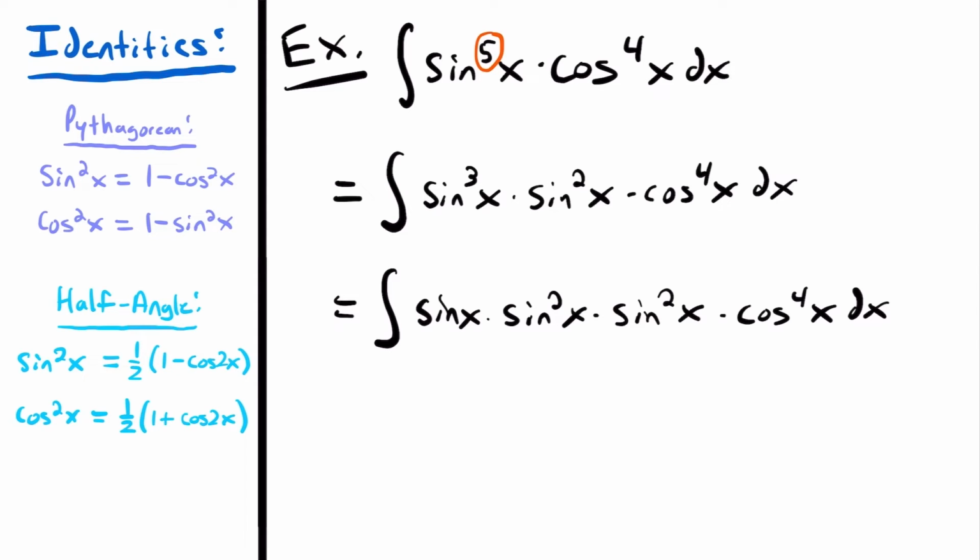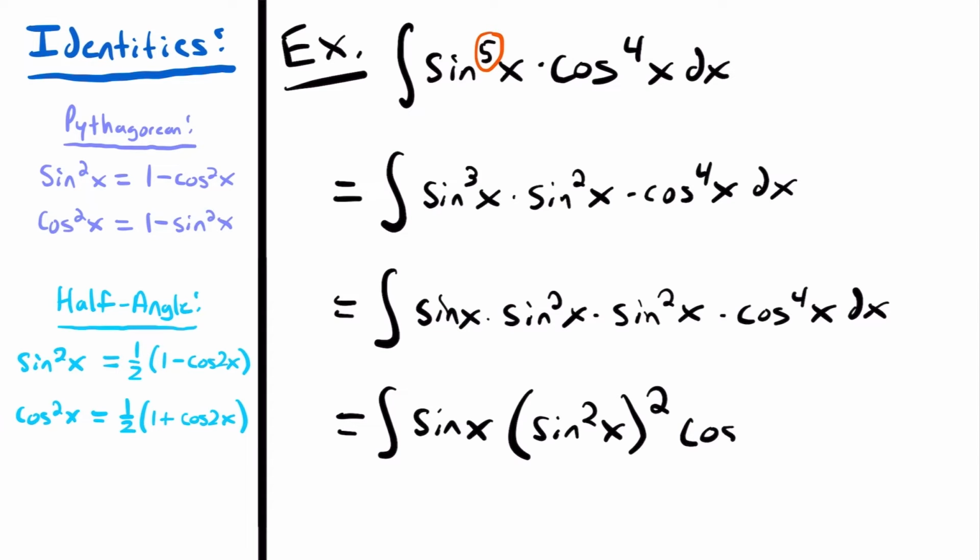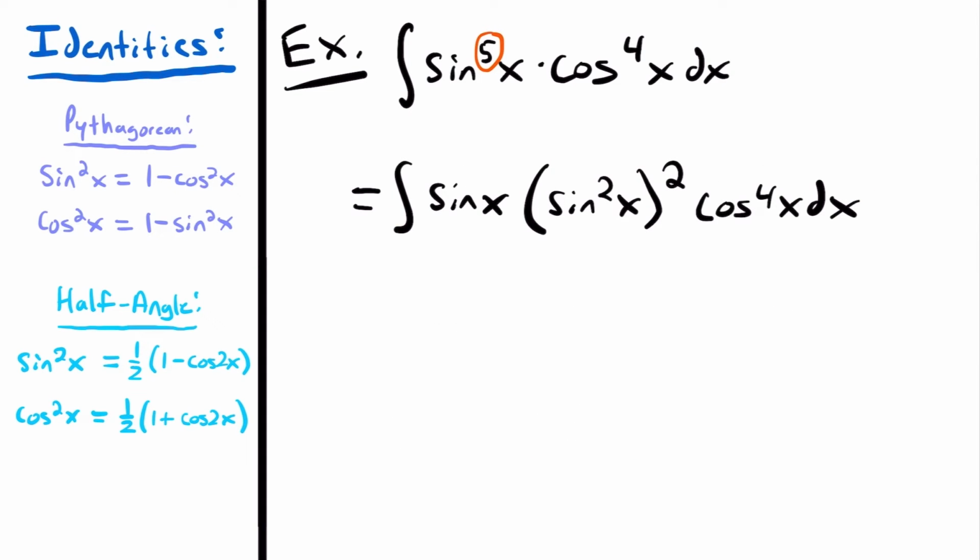But now what we can do is use a Pythagorean identity for sine squared x for both of these parts. But rather than writing it twice, note that we could just rewrite this to be equal to the integral of sine x times sine squared x squared times cosine to the 4th power of x dx. Since we have 2 sine squared x parts, we can just write them as one of those squared. Okay, and so if I clean up my work here, let's rewrite this integral by replacing sine squared x with what it is equal to via the Pythagorean identity.